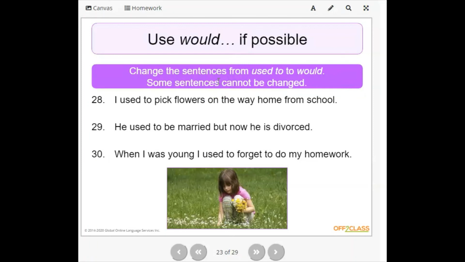Okay. All right. So take 2 minutes. See if you can change these sentences to would. Okay. So I'll give you a clue. Two of them, it's possible to use would. Two of them are actions, and one of them is a state, so you can't change it. Okay. Take 2 minutes, and then we'll check together.